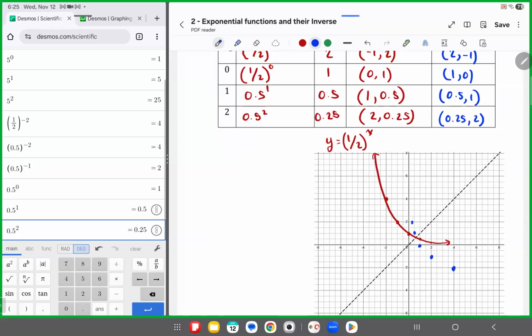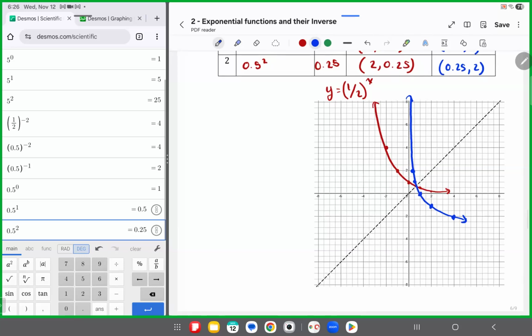And again, we can just make those dots nice and big. And when you're graphing this yourself, it doesn't need to be perfect. Just as long as it is reasonably close, that's okay. Okay, so we will connect it onwards. And we will label this. This is now x is equal to 1/2 to the power of y.